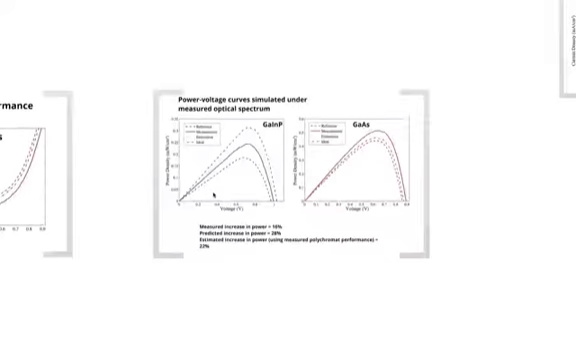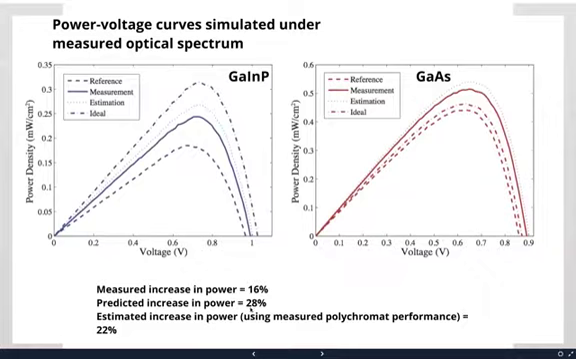Actually, let me just summarize. So what we end up seeing is this: we measured an increase in our power of 16%, the predicted increase in our power of 28%, and we estimated an increase in power with the loss of the polychromat of about 22%. We're still off by about 6%, but it's relatively close.